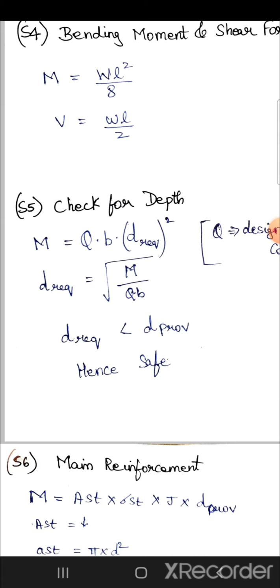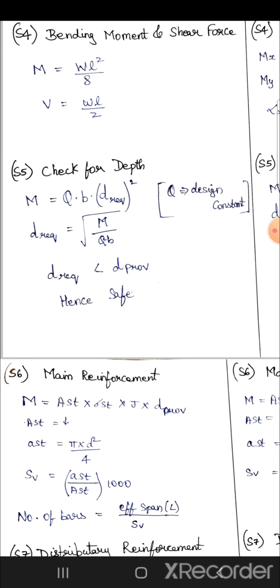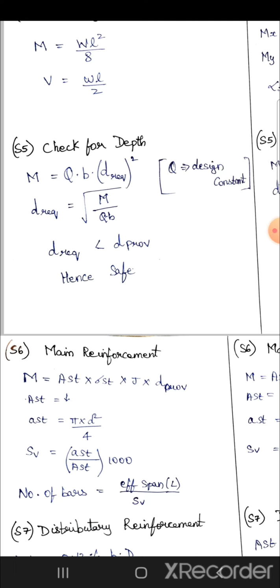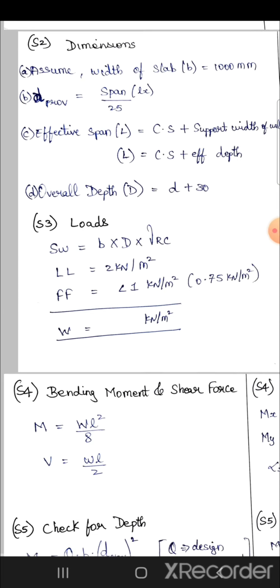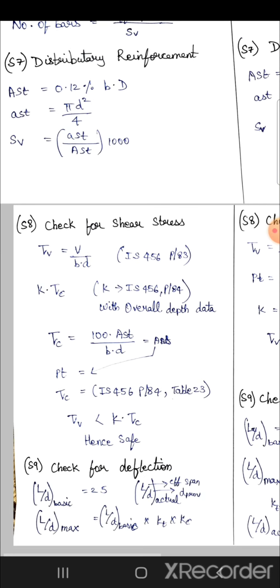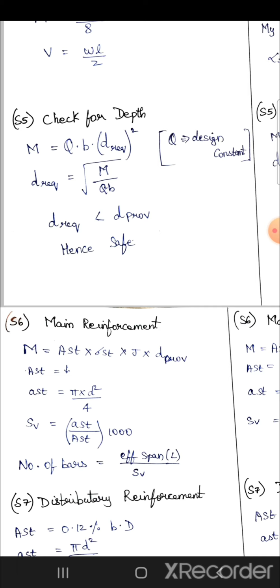Next comes check for depth. For one-way slab, M equal to Q into B into depth required square. So we must find depth required. Depth required equal to root of M by Q into B. So finding Q value, we would have found the Q value in design constant. So that is being calculated in this formula.